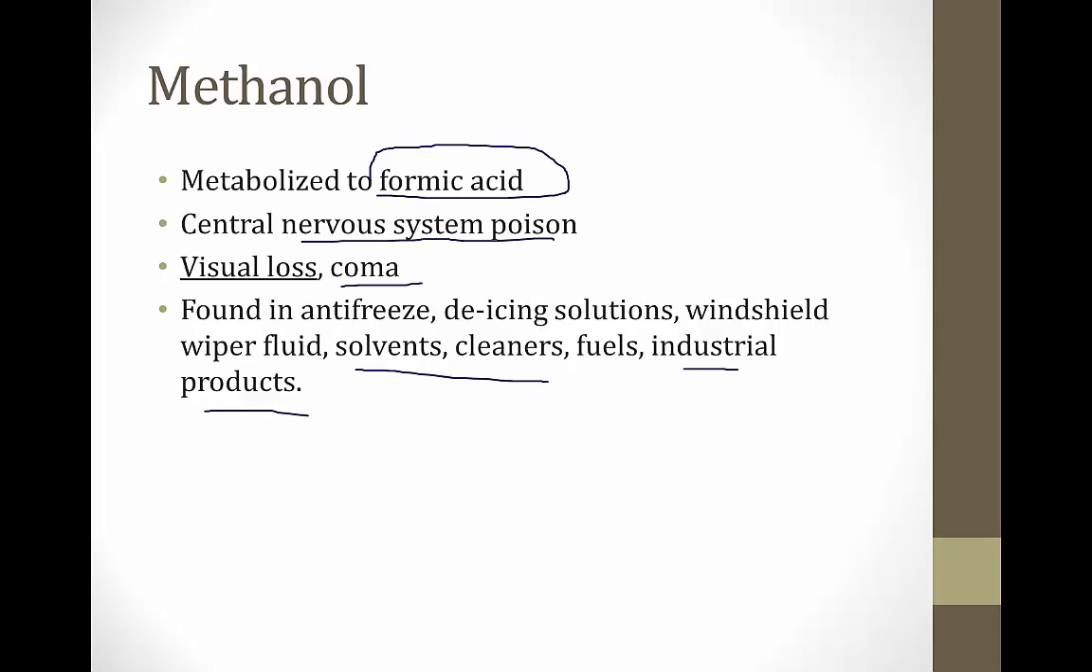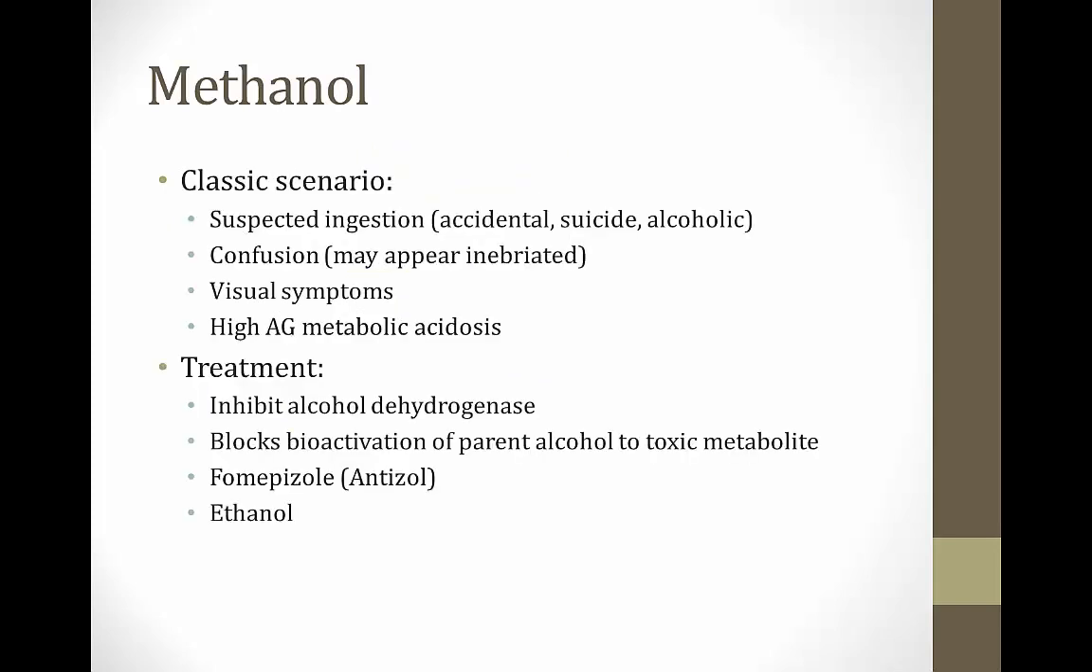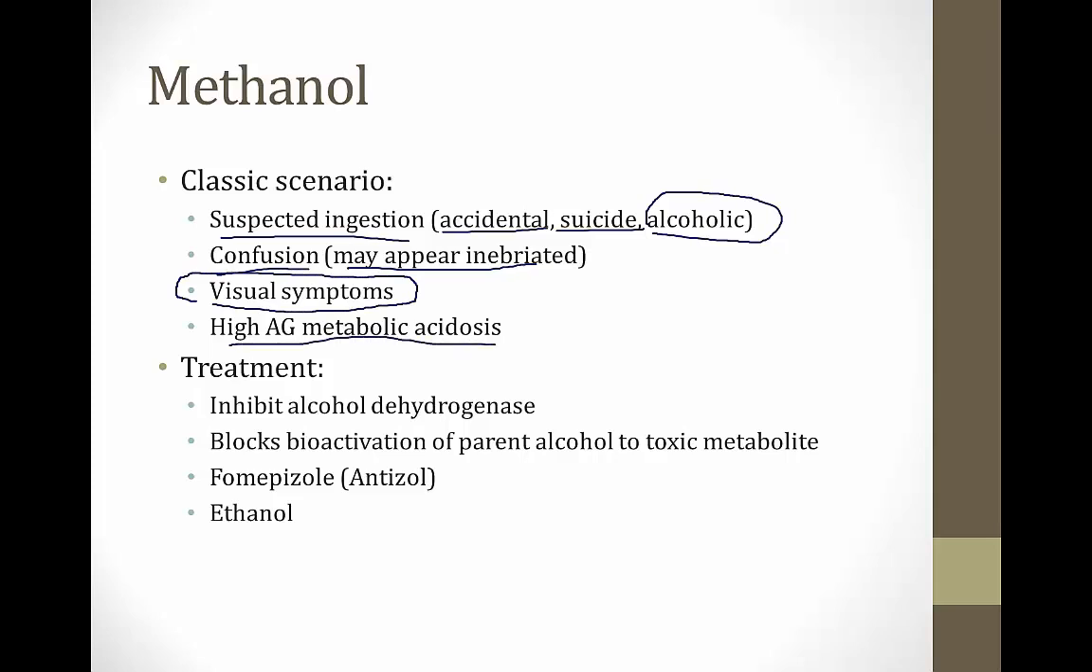So the classic scenario for methanol intoxication is someone with a suspected ingestion. It may be a child who did it by accident, it may be a suicide attempt, or it may be an alcoholic who couldn't find alcohol and so drank methanol instead. The patient will have confusion from the CNS toxicity. They might appear inebriated. And then very importantly and very high yield to remember, there will be visual symptoms from the formic acid affecting the optic disc. And then of course there'll be a high anion gap metabolic acidosis.